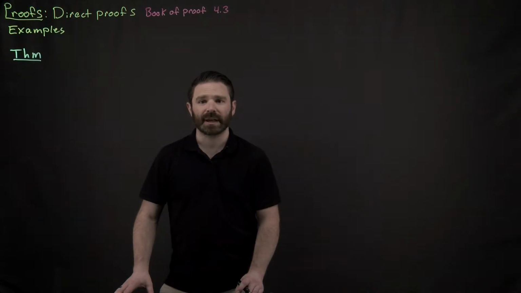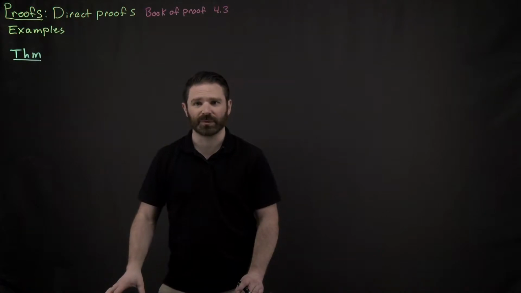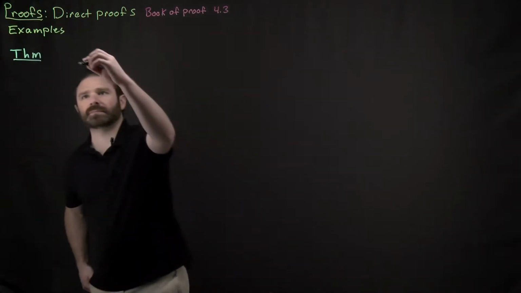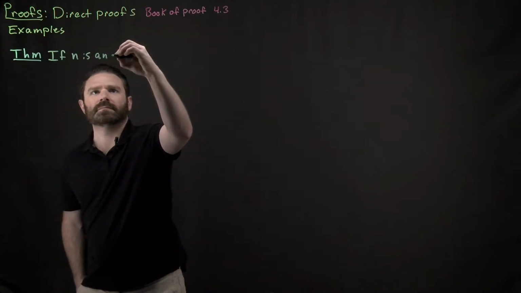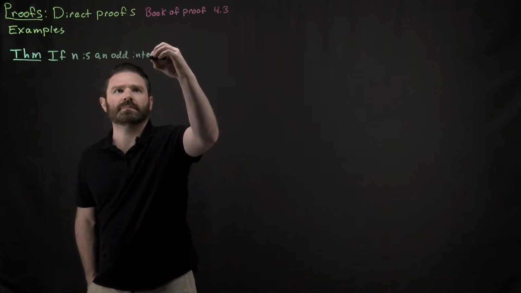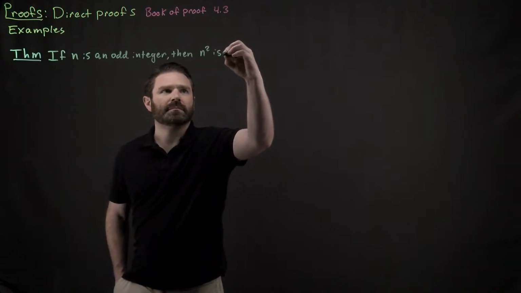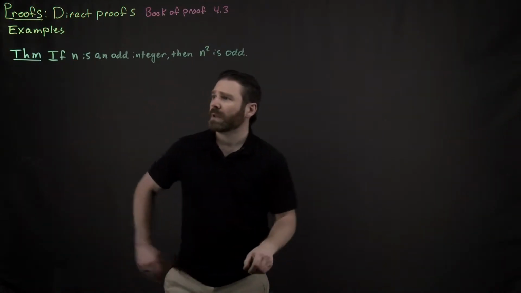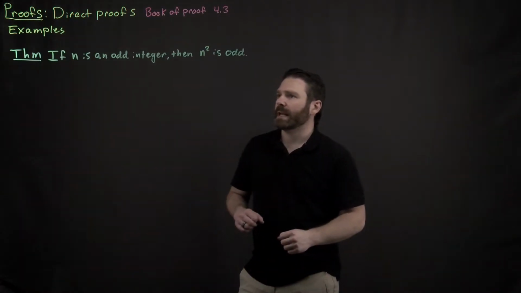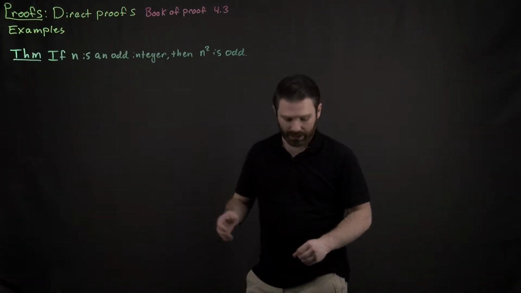So let's go ahead and look at another example of proving a theorem by using the direct proof technique. This particular theorem is: if n is an odd integer, then n squared is odd.